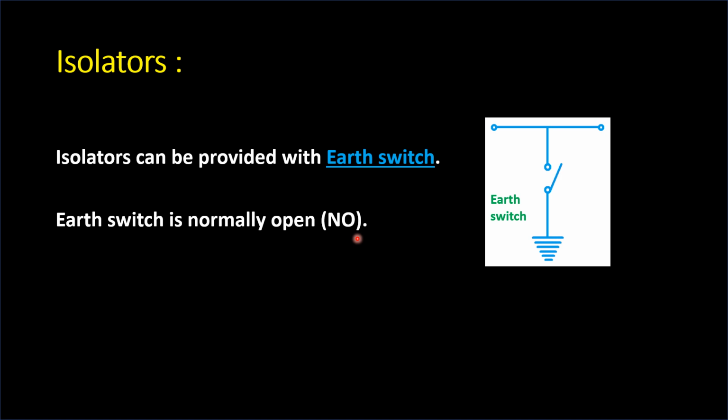The main function of the earth switch is to discharge the voltage trapped on the line. Though the line is disconnected, there is some voltage on the line, to which the capacitance between the line and earth is charged. This voltage may be significantly high. Before maintenance work, this voltage is discharged to earth with the help of the earth switch. Normally, the earth switch is mounted on the frame of the isolator.